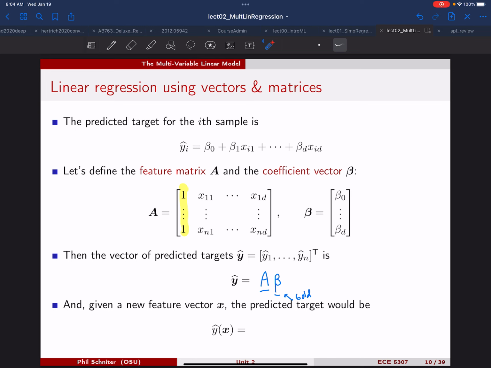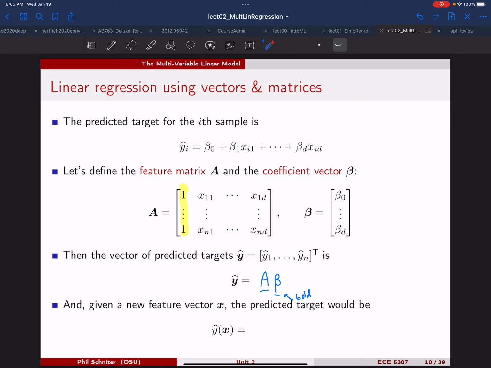Is that clear? This is where we're starting to use some of the linear algebra from the review. The reason we're defining this feature matrix, or maybe you could say it's an augmented feature matrix because it has this column of 1s, is so that we can get a very concise expression for the vector of predicted targets. It's just A times beta. That's it. So are there any questions on this?